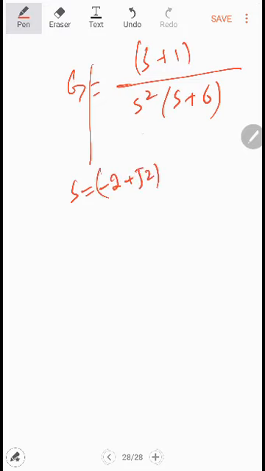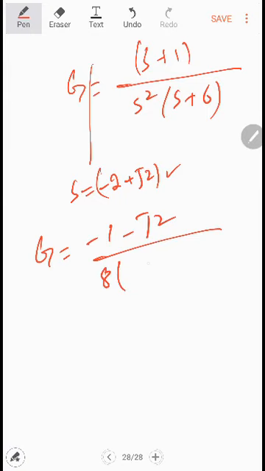So at this point, we have to replace the value of s by using this value. If you use s equal to -2 plus j2, you can find the value of g, which in this case will become equal to -1 minus j2 divided by 8 and 4 minus j2. So you have to do this calculation by yourself.